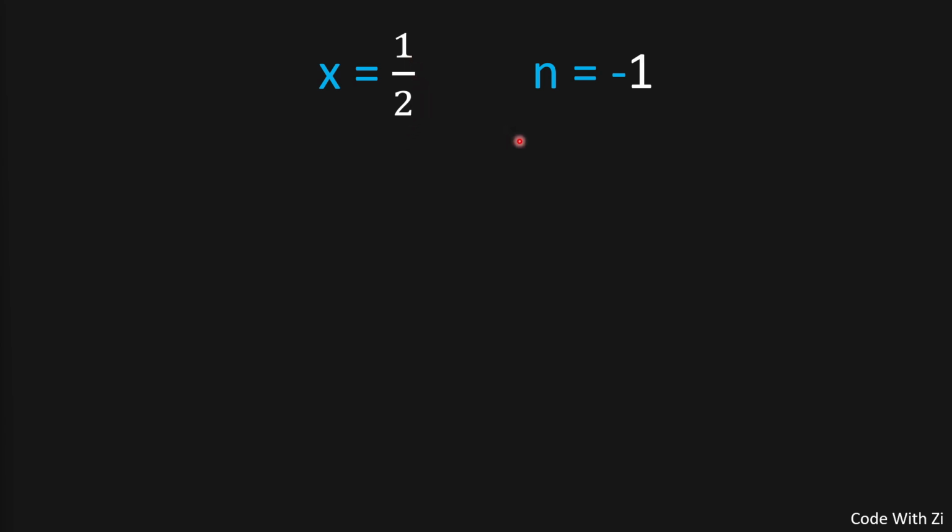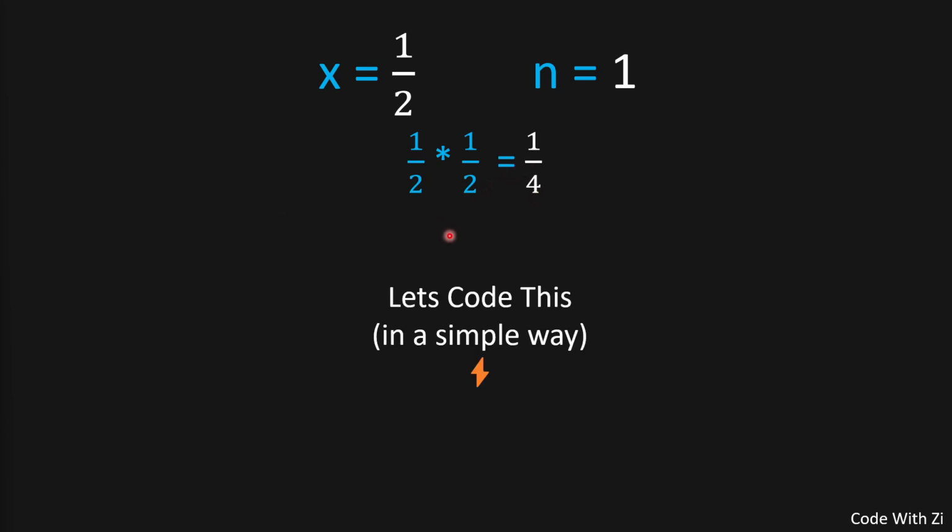And now we're going to treat our n as if it was positive, because we've already applied the effect of n being negative to our x here. And as you can see, we're going to have the same thing. We're going to be like x is 1 over 2, so we're going to say 1 over 2 multiplied by 1 over 2, that's going to give us 1 over 4, like so. Now, let's code this in the simplest way possible.